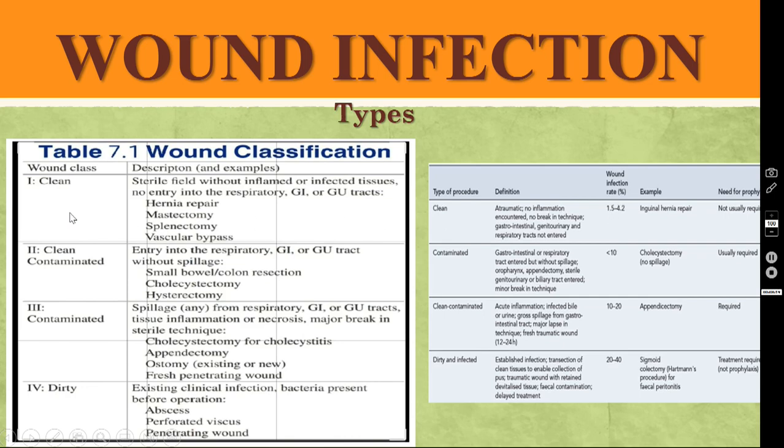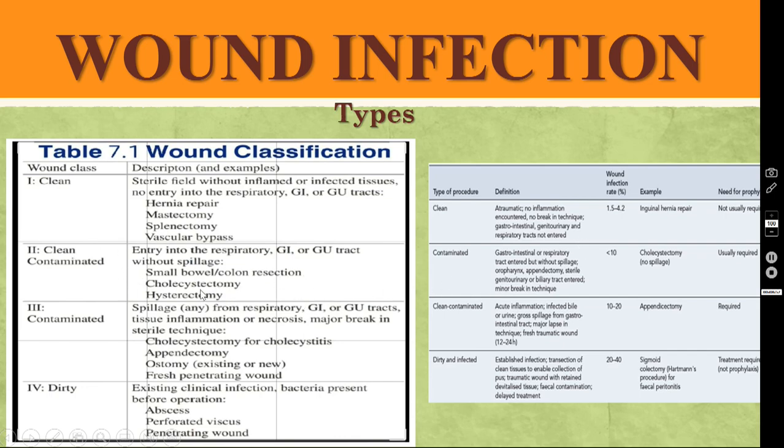Okay, usually in this type of clean wound, there is no need to give any antibiotic prophylaxis. The next type of classification is class 2, the clean contaminated wound, where there is entry into the respiratory, GI, or genitourinary tract without any spillage. Small bowel or colon resection, cholecystectomy, and hysterectomy are all examples of clean contaminated wounds.